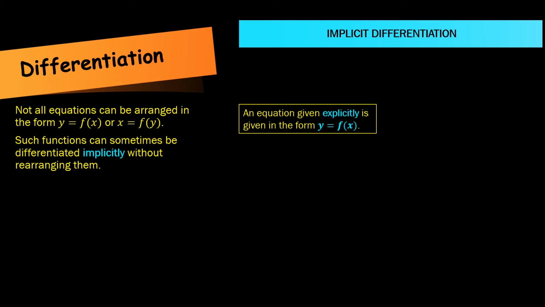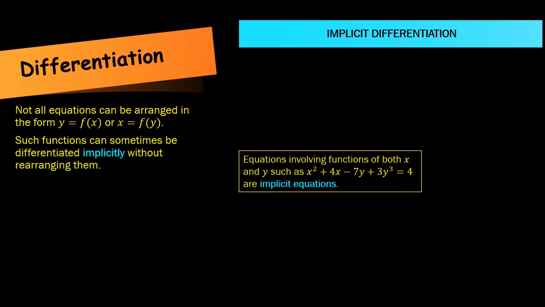An equation given explicitly is given in the form y equals f of x. Equations involving functions of both x and y, such as x squared plus 4x minus 7y plus 3y cubed equals 4, are implicit equations.